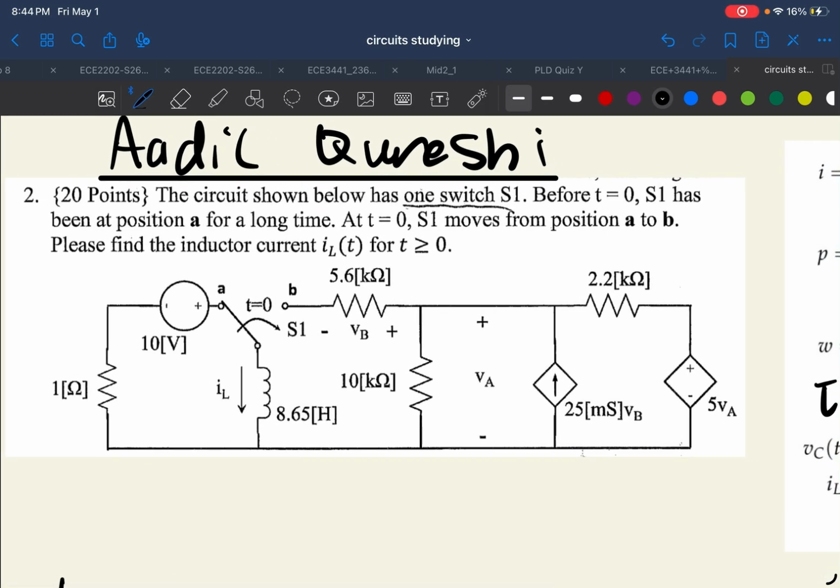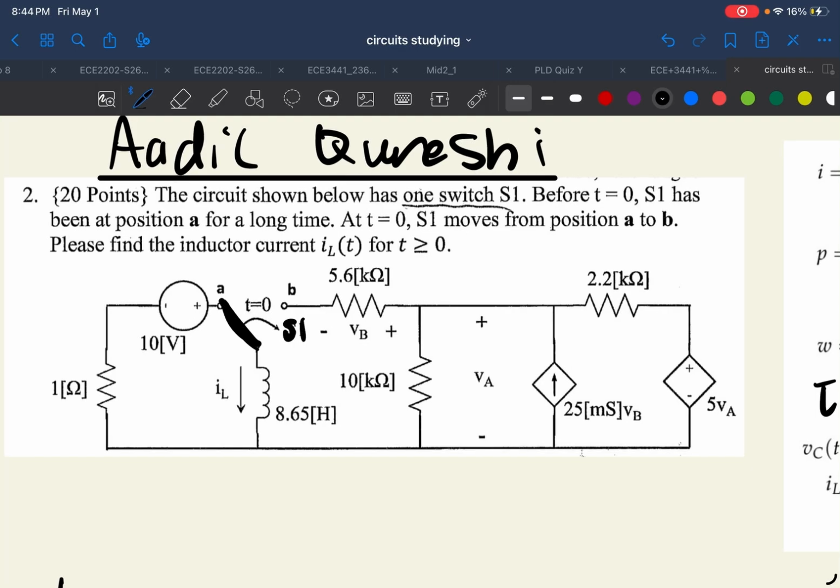It's from exam 2, question 2 from that exam, and the main thing about these switching problems is you have to analyze each time period of the circuit. But we'll go through it and it'll make sense. Alright, so let's first read it. The circuit shown below has one switch, S1, right here. That's that switch right there. It has been in position A for a long time.